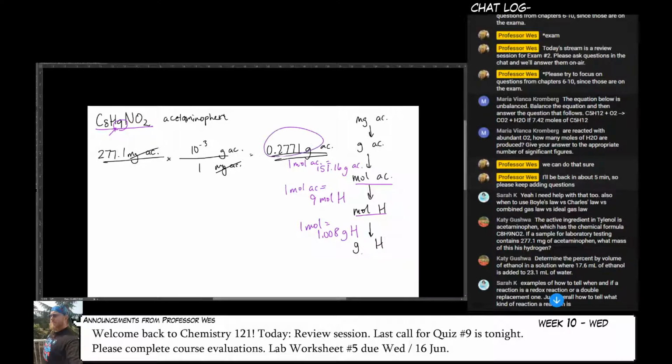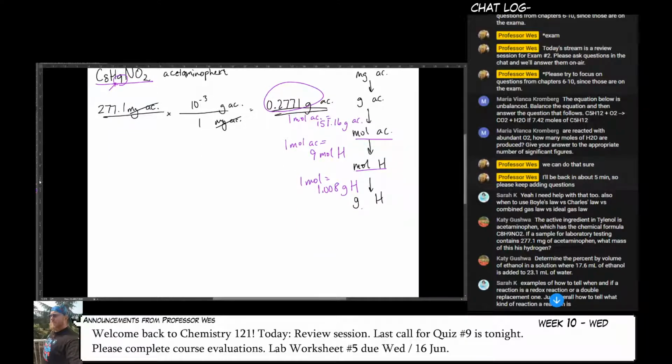So I need to take my 0.2771 grams and just go through the gamut here to solve the problem. So that would be 0.2771 grams times, oh, this is grams of acetaminophen. Grams of acetaminophen turns into moles of acetaminophen. And then moles of acetaminophen turns into moles of hydrogen. And then moles of hydrogen turns into grams of hydrogen. We're just following the blueprint for our units, right?